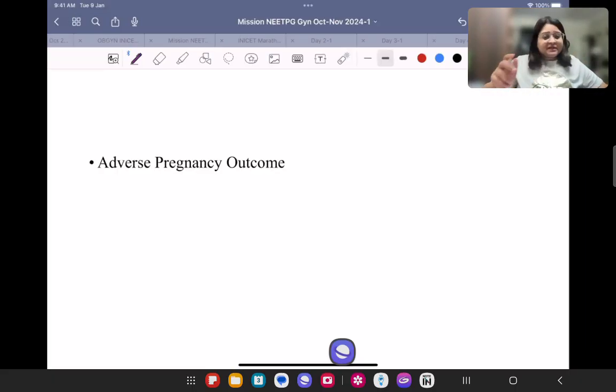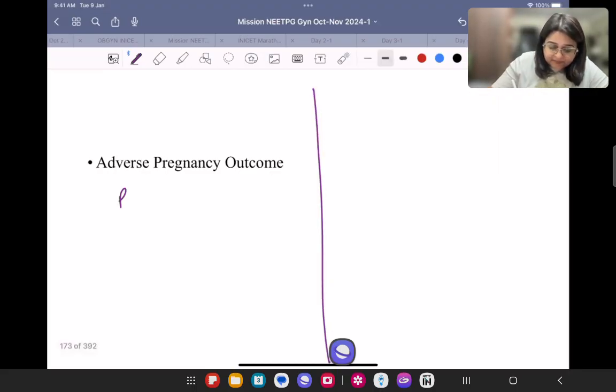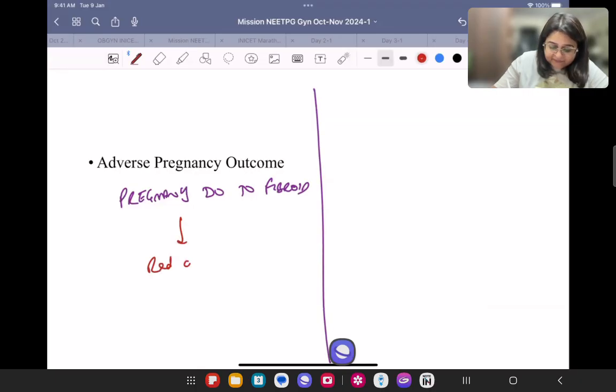Other symptom the patient can have is an adverse pregnancy outcome. So basically, what does the pregnancy do to the fibroid? We have discussed this. It's going to make the fibroid undergo red degeneration. And what does the fibroid do to the pregnancy?